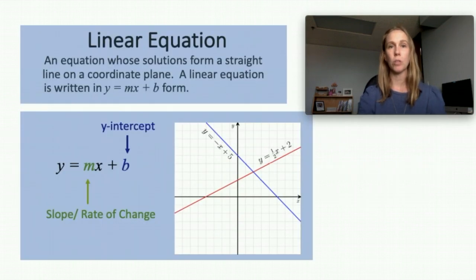A linear equation is exactly what it is, an equation whose solutions form a straight line on a coordinate plane. We typically write those in y equals mx plus b form. So that's always a clue that you're looking at a linear equation.